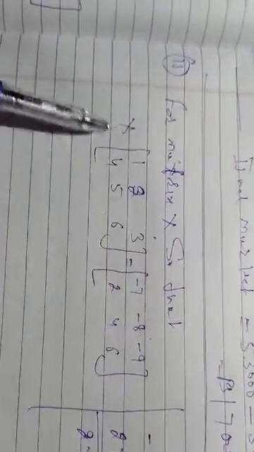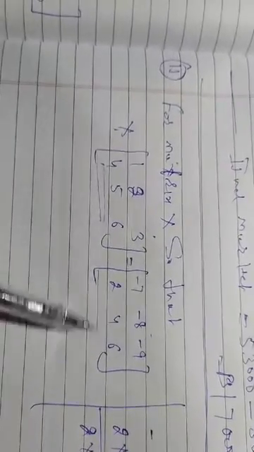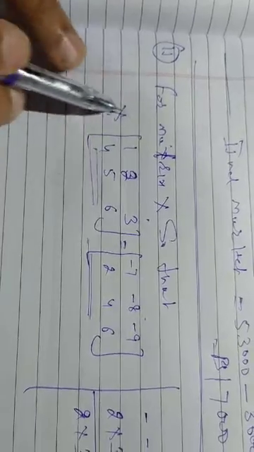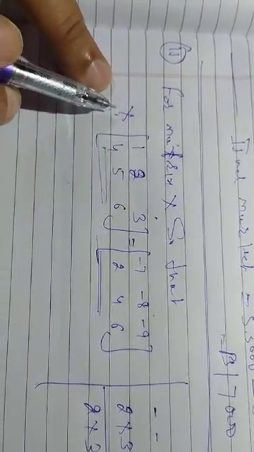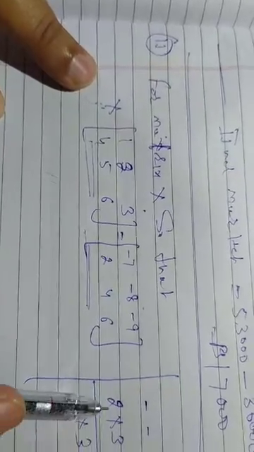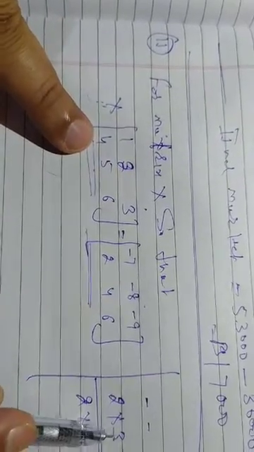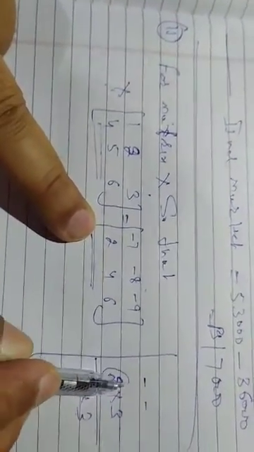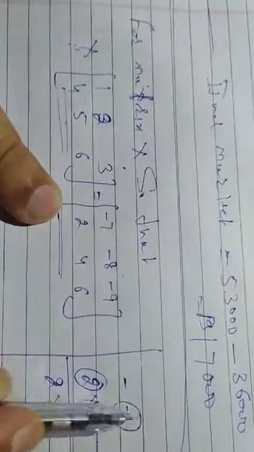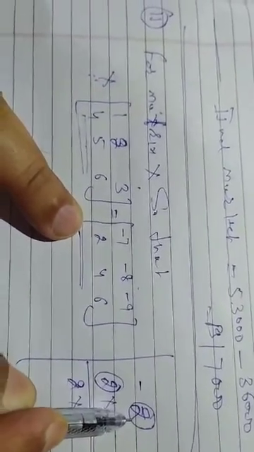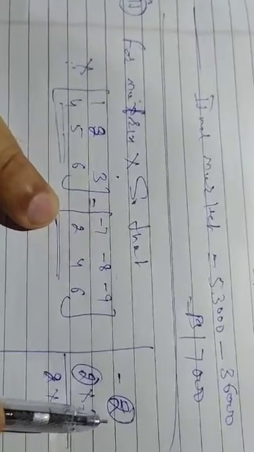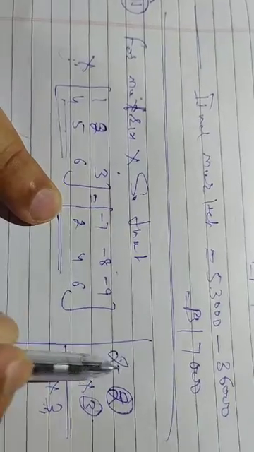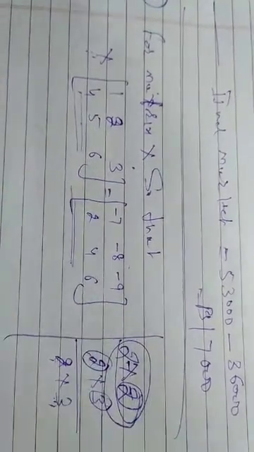For a matrix X, such that X multiplied by a 2 by 3 order matrix gives a 3 by 2 order matrix, use the rule of multiplication. Now we can see the second matrix is of order 2 by 3, and the answer matrix is 2 by 3. It means the number of rows and columns are equal. The common 2 cancels out, the 3 and the 2 remain, and hence the matrix X is of order 2 by 2.